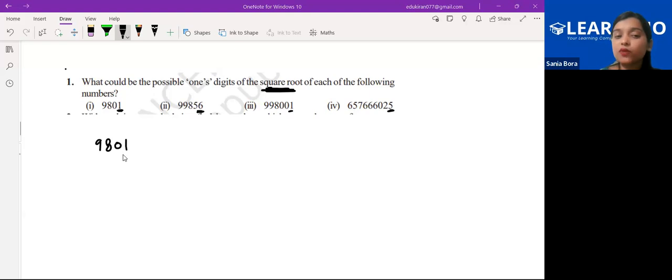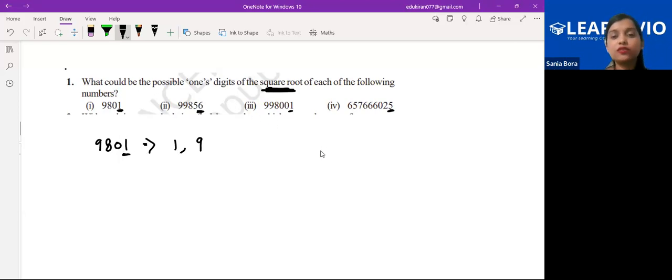So for this 1, just go through the table. Tell me the square root of what would give the last digit 1. 9 square, so 1 and 9. Right? 9 square is 81. So yes, ma'am, this can be. 1 square also, and 1 square is 1. These are the only two scenarios where the ones digit can be 1.